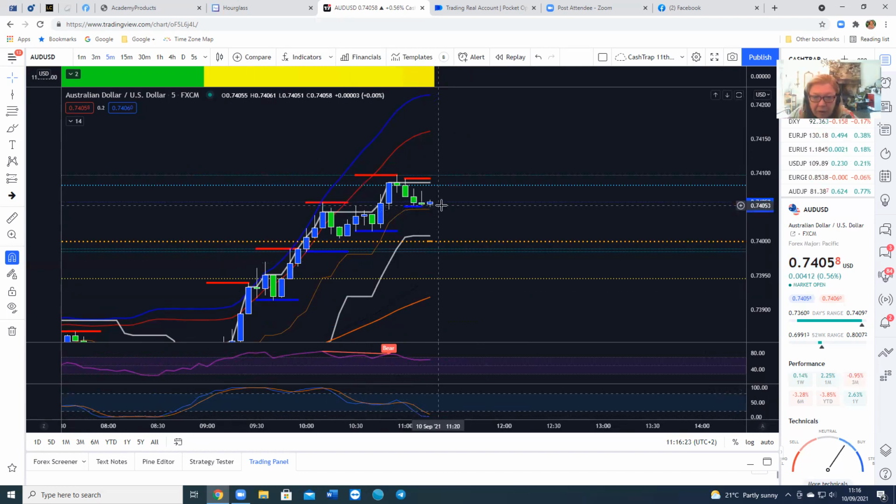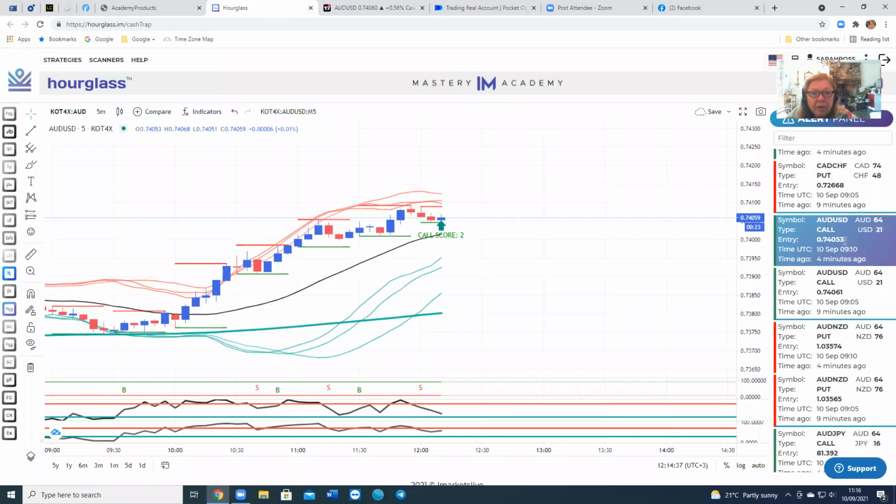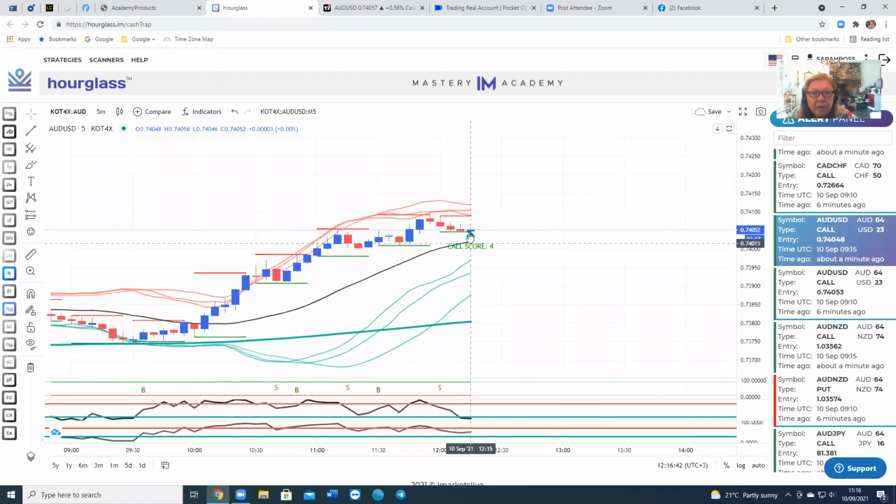Now I'm back on the 5 minutes, it's bottomed out. It is off this level here, 0.53, 0.57. It pushed down, probed up. It's a bit of an indecision there. Let's look on HourGlass. It does say call at 0.48, and it's a call score of 4. So that's your decision if you want to take this trade.